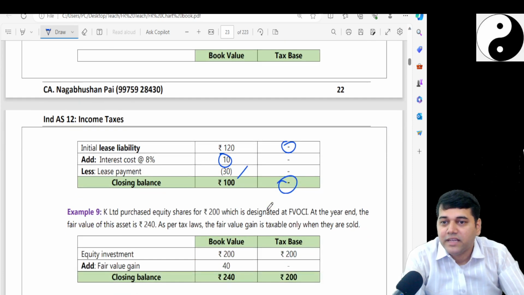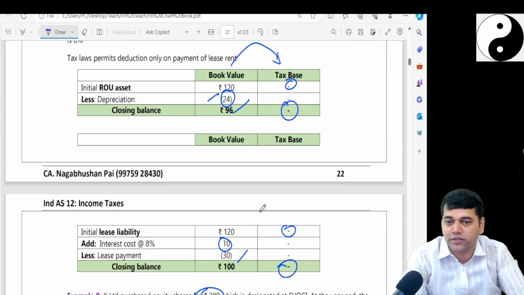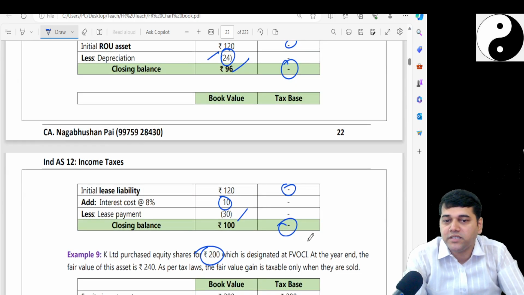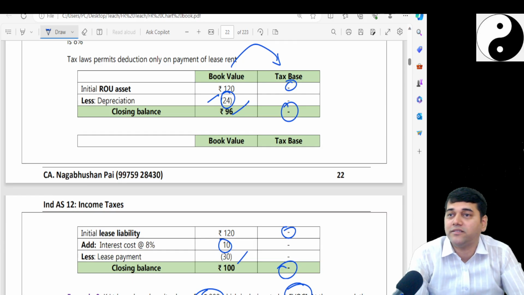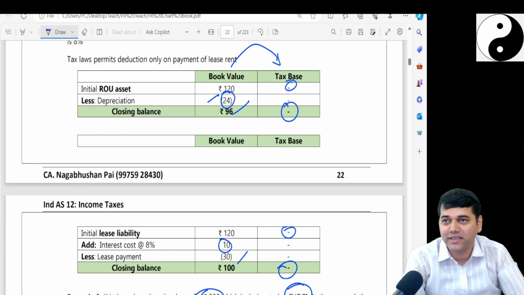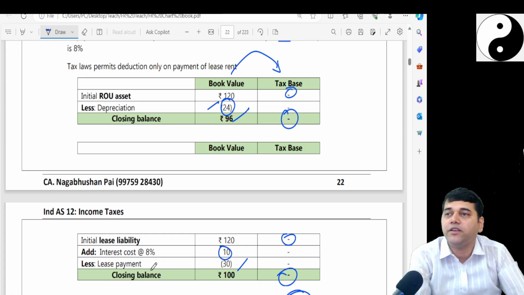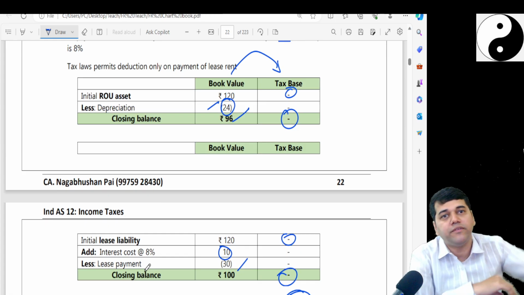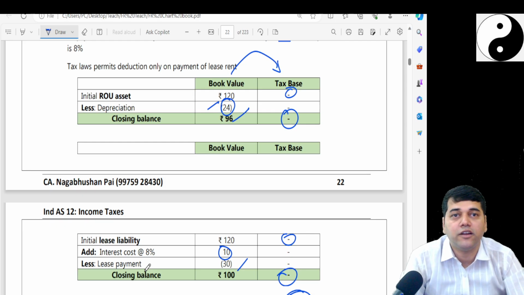Yes. K purchased equity shares of 200 rupees. Now you should tell me, dear students. K purchased the equity shares of 200, which is designated at FVOCI. You corrected immediately. Option was there. Now at the end of the year, the fair value is 240, and as per tax they say that you have to pay capital gains only when you sell. Now what is my book value at the end of the year?